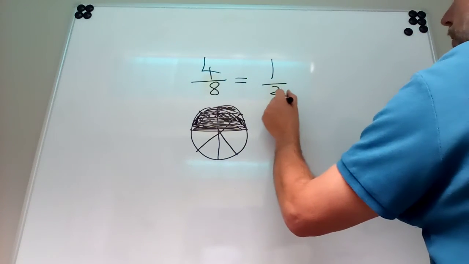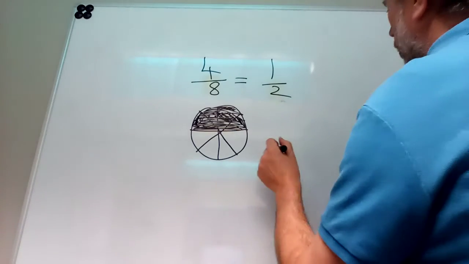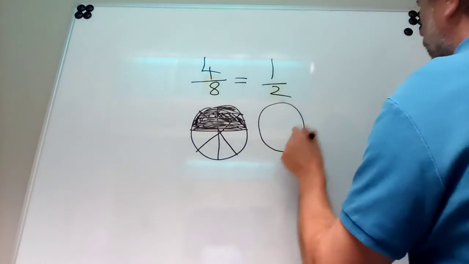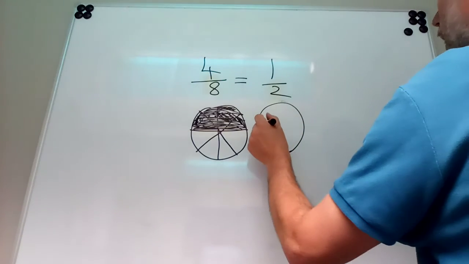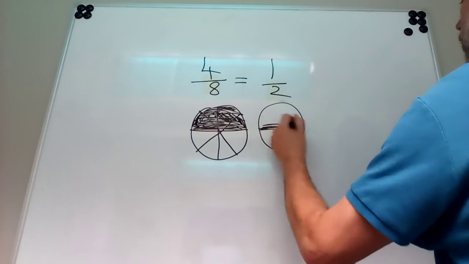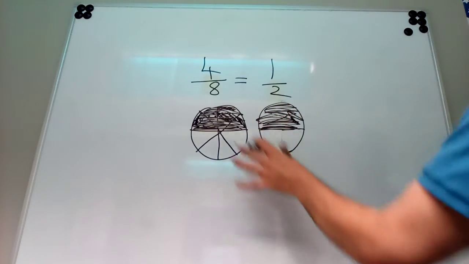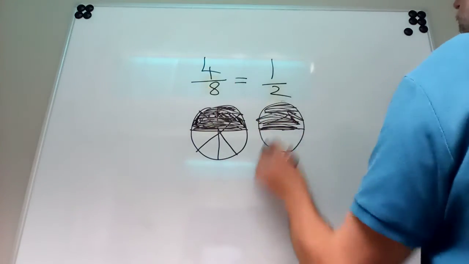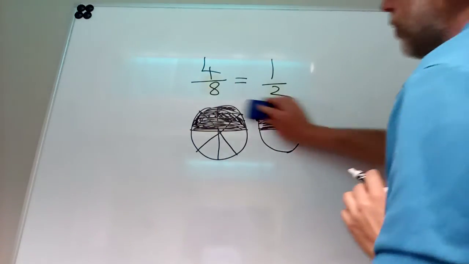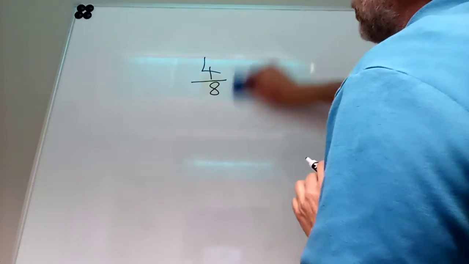If I do the same pizza over here, oh my goodness, it's moving. Let's see if I can get a little closer. So if I got the same pizza there, and I just cut it in half, and I shade in half of it, it's going to look about the same if my drawings were even close together. But you get the idea of what I'm saying. 4/8 is equal to 1/2. So let's see why or how we do that.